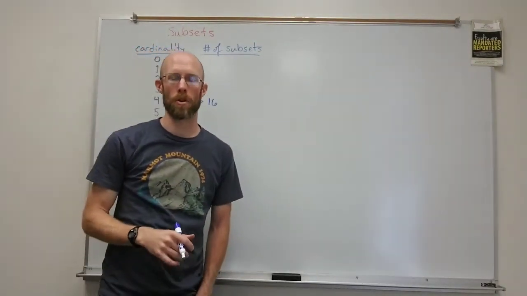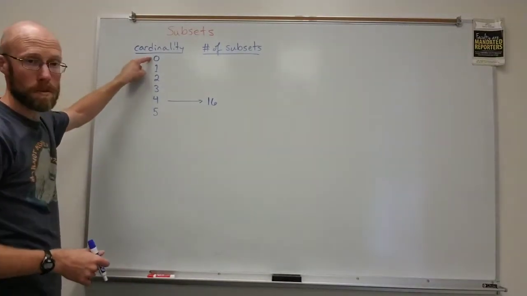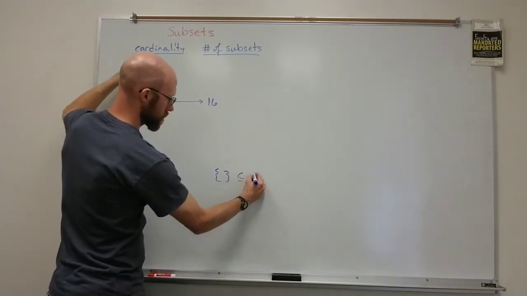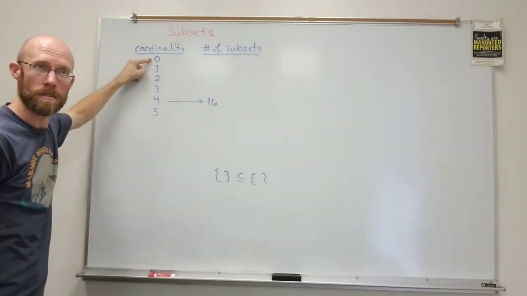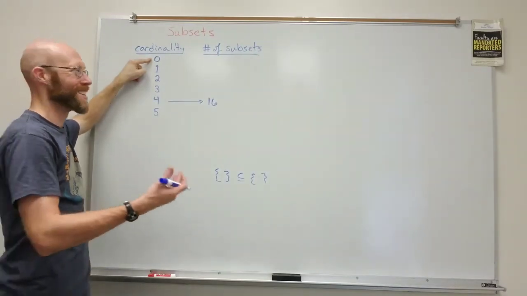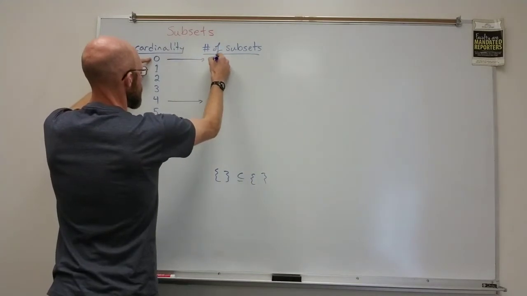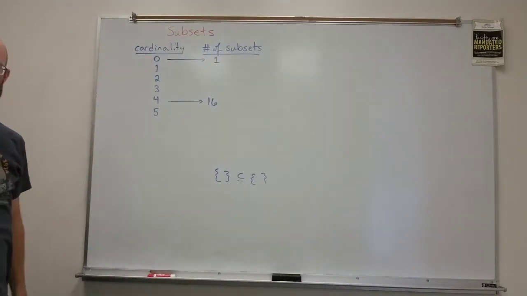We'll just get a table going and find a pattern here. We've already talked about the empty set, right? If it has cardinality 0, that's the empty set, and we said that the empty set is the only subset of itself, right? The only subset of the empty set is the empty set itself. And so it means there's one subset, cardinality 0.